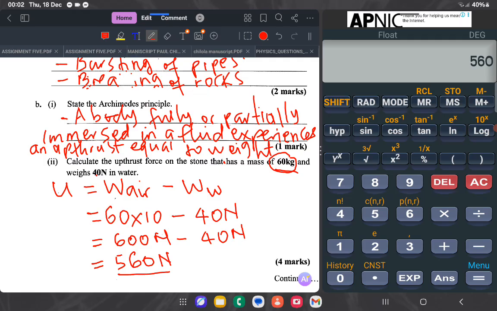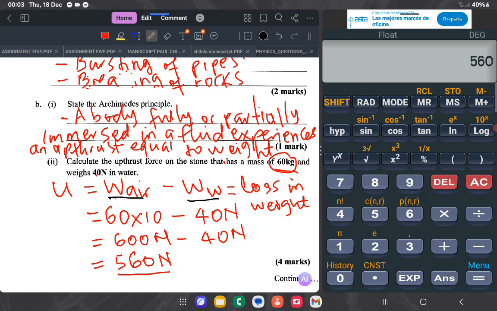Also remember that this is what is known as apparent loss in weight. So upthrust is also equal to apparent loss in weight. It's the difference between the weight of the body in air and the weight in water: weight in air minus weight in liquid. In this case, the liquid we are looking at is water. We are told it's water here. All right, so that's it.